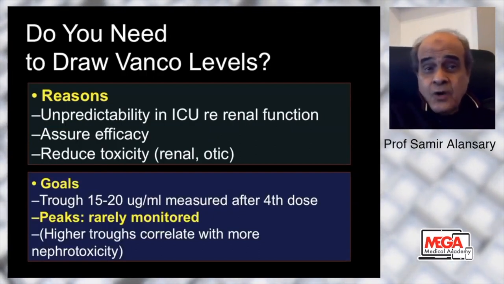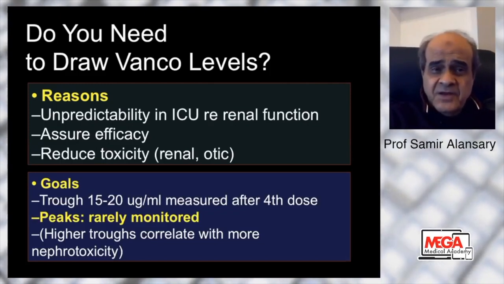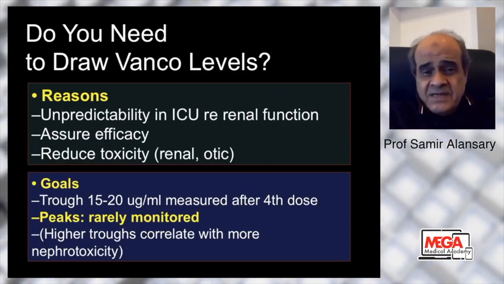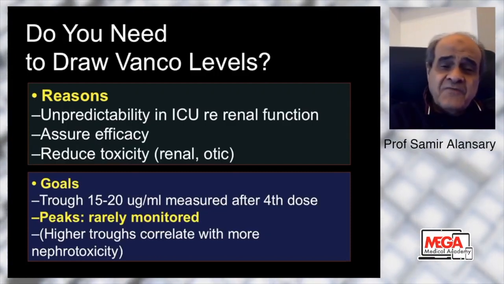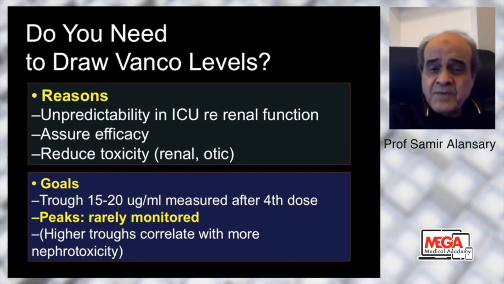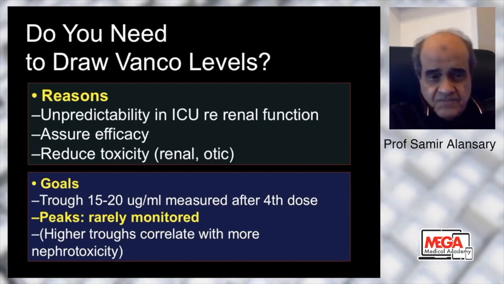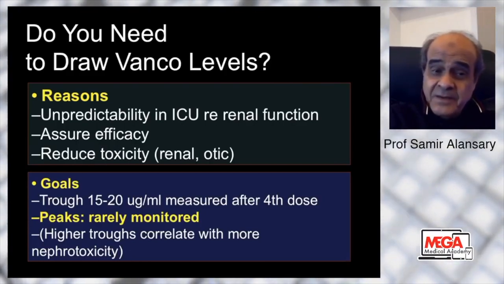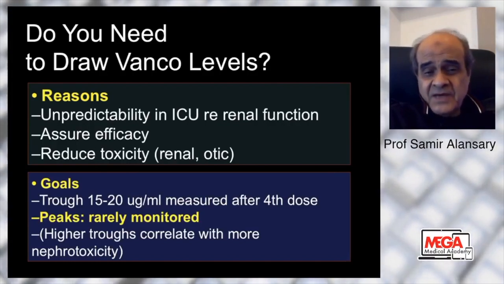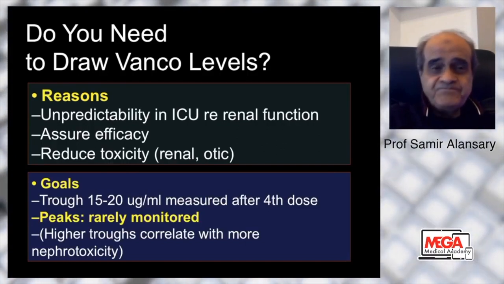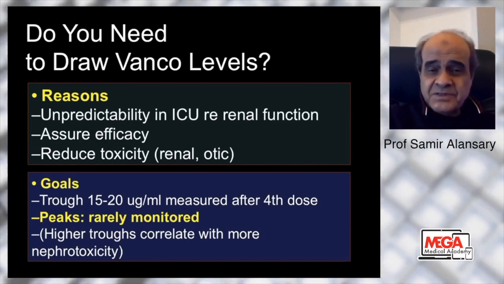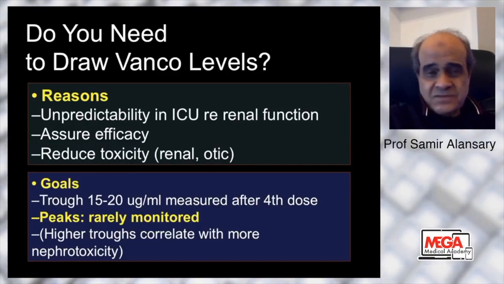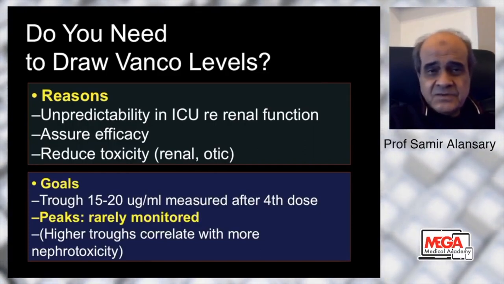Do you need to draw a vancomycin level? Of course, it is very important to reduce the toxicity, renal and otic, and assure efficacy of the drug. As I told you, the goal is a trough level of 15 to 20 microgram per ml measured after the first dose. We don't need a peak level for vancomycin, only the trough level, which is the minimum concentration, the sample taken before starting the next dose.